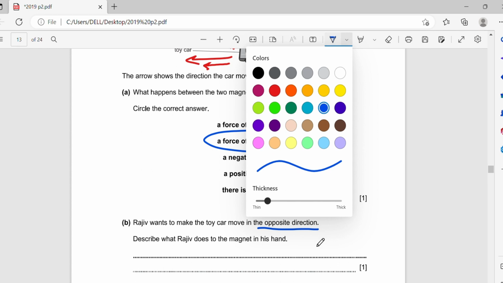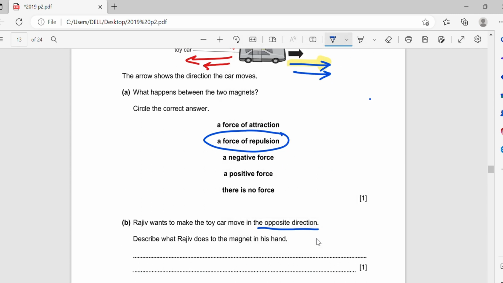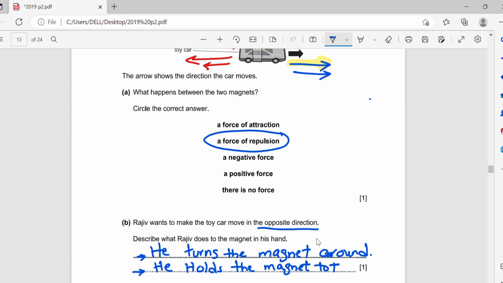The first answer is he turns the magnet around. فهنا هيحصل attraction, so it will change direction. Or he holds the magnet to the other end of the toy car.